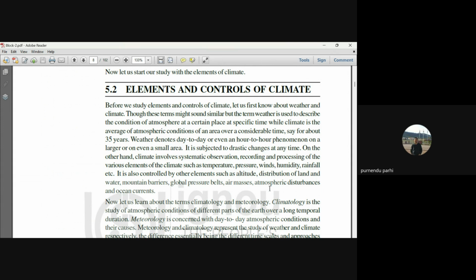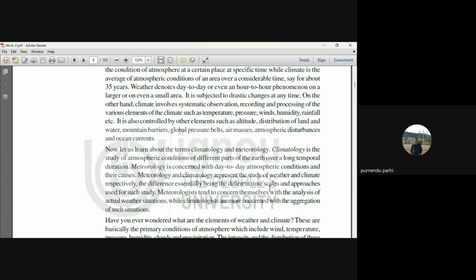Now let us learn about the terms climatology and meteorology. Climatology is the study of atmospheric conditions of different parts of the earth over a long temporal duration. Meteorology is concerned with day-to-day atmospheric conditions and their causes. Meteorology and climatology represent the study of weather and climate respectively. The difference is essentially the different time scales and approaches used for such study. Meteorologists tend to concern themselves with the analysis of actual weather situations, while climatologists are more concerned with the aggregation of such situations.